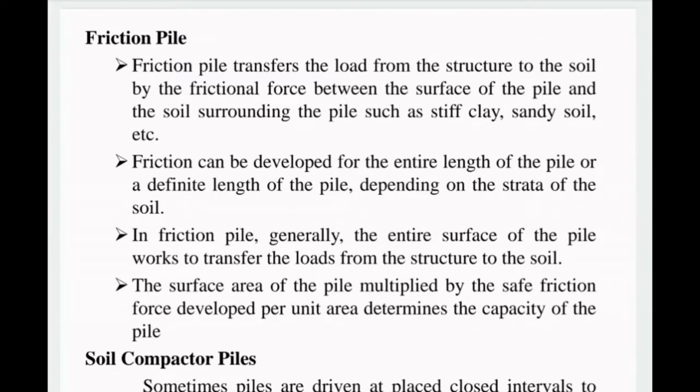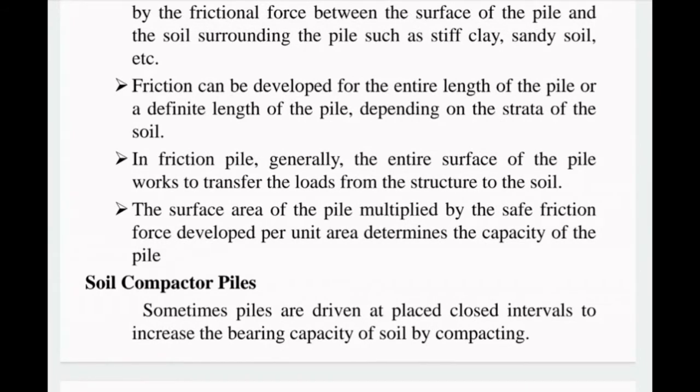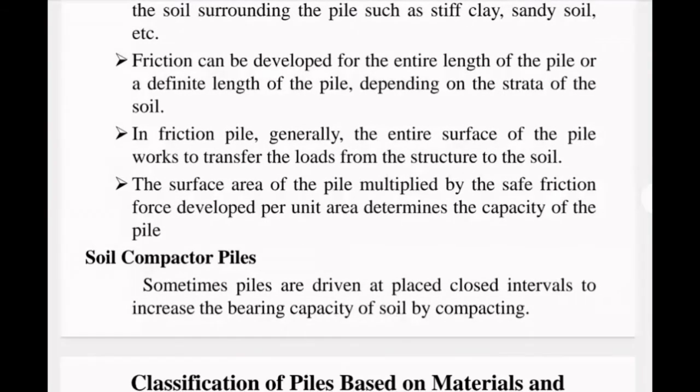In this type of pile, generally the entire surface of the pile transfers the load from the structure to the soil. The surface area of the pile multiplied by a safe friction force developed per unit area determines the capacity of the soil. Upon the capacity, we can determine how many piles are to be used and how much area they will cover, and the load capacity can be determined.